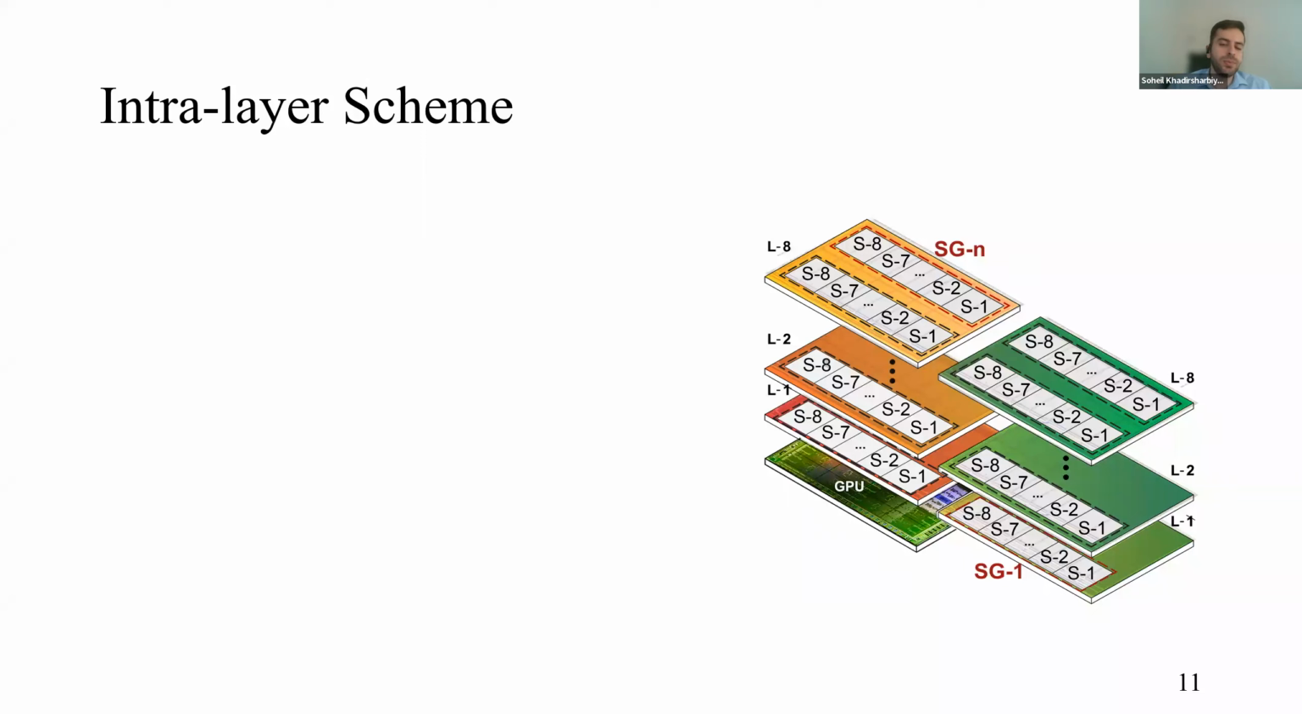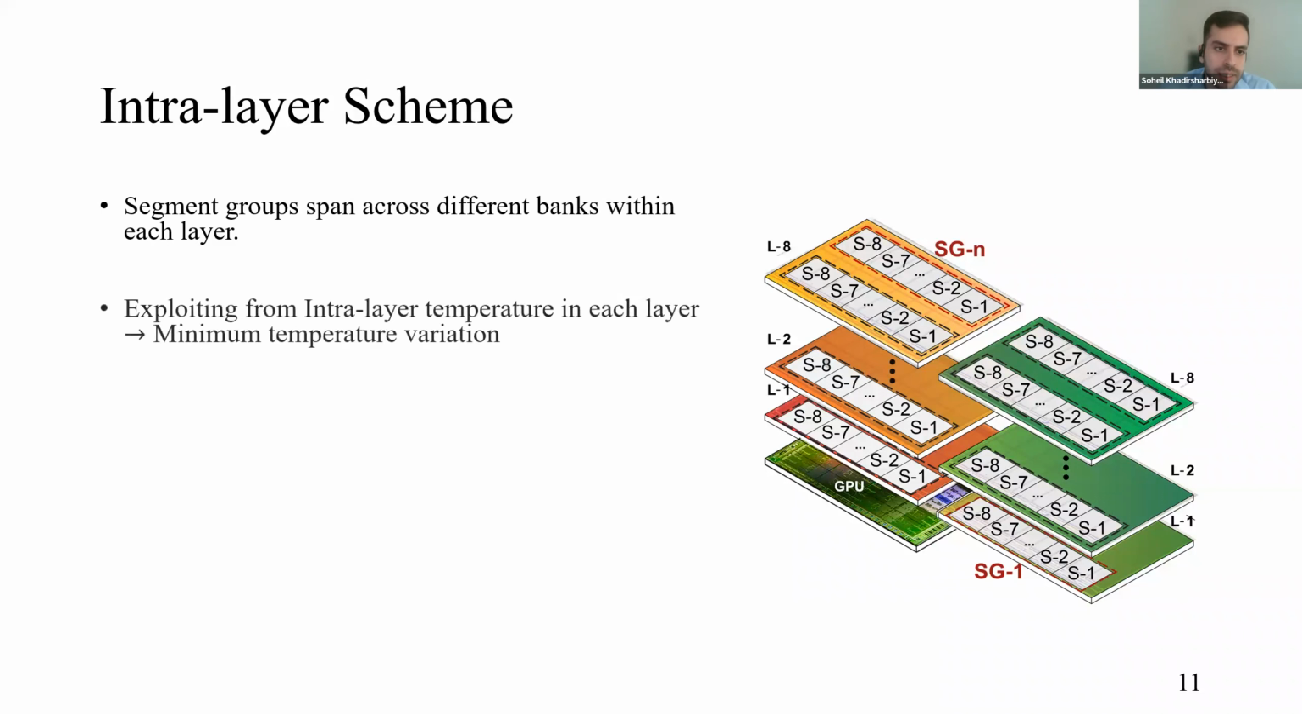The first scheme that we propose is that we want to place the hottest segment in the coldest bank in each layer. In order to do that, we created segment groups that span across different banks within each layer. It means that we want to exploit intra-layer temperature variation, which is the minimum temperature variation, but it is still significant.